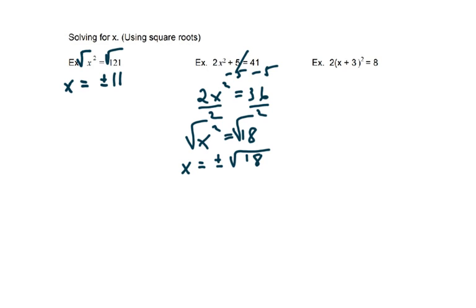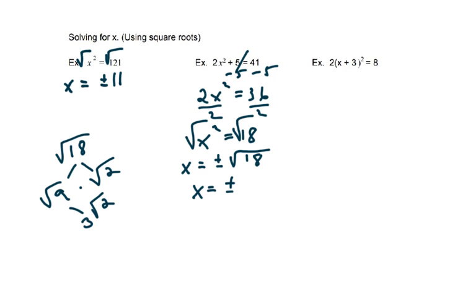So now I've got to break the square root of 18 up. I'm going to go off to the side here and do that. My list would tell me that the square root of 9 times the square root of 2 is what I want to use, because this is 3 square roots of 2. So that means x is going to equal, again, plus or minus 3 times the square root of 2. There's my two answers.